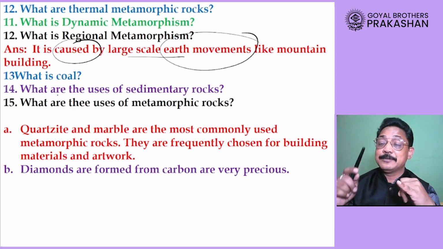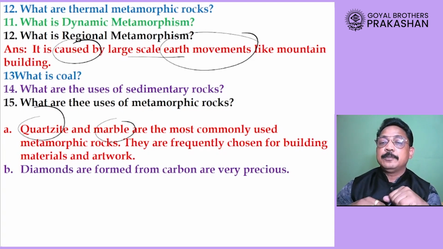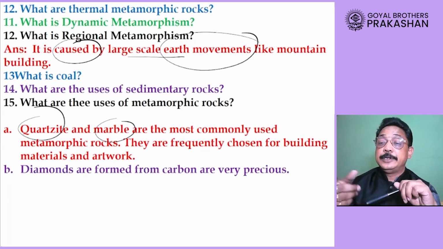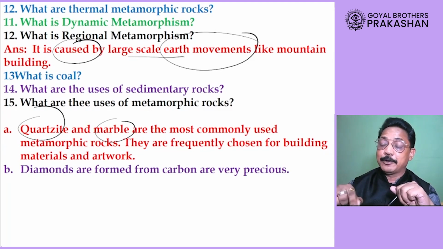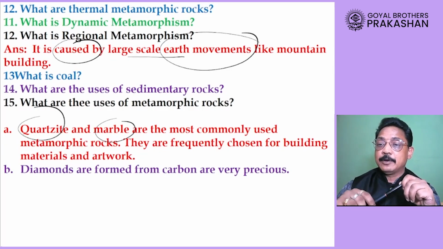Okay, so marble is metamorphic rock. Similar to marble is quartzite. Both of them are commonly used for building purposes and for artwork. Then diamonds are also metamorphic rock, which are formed from coal, or you can say formed from carbon. So they are used as precious jewels. Many metamorphic rocks are also used in building construction because these rocks are very hard and resistant to erosion, so therefore they are long lasting.